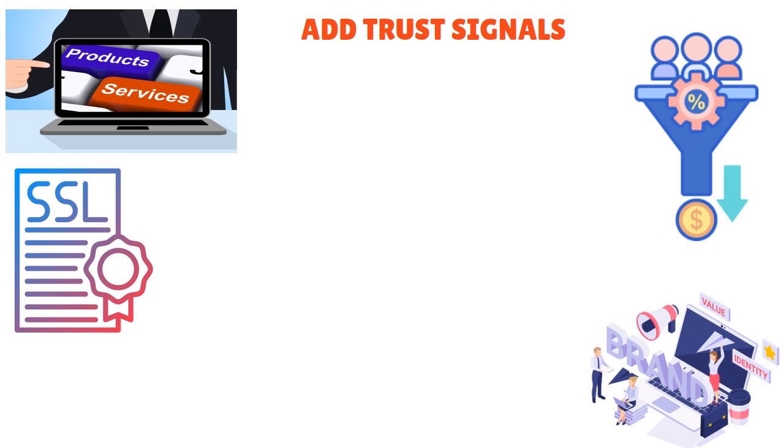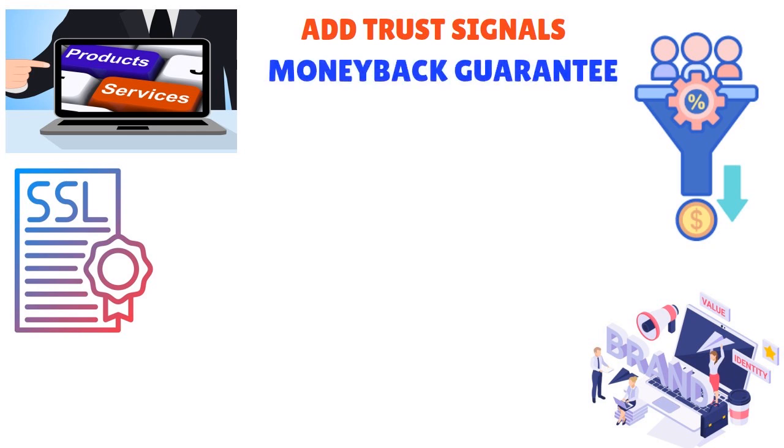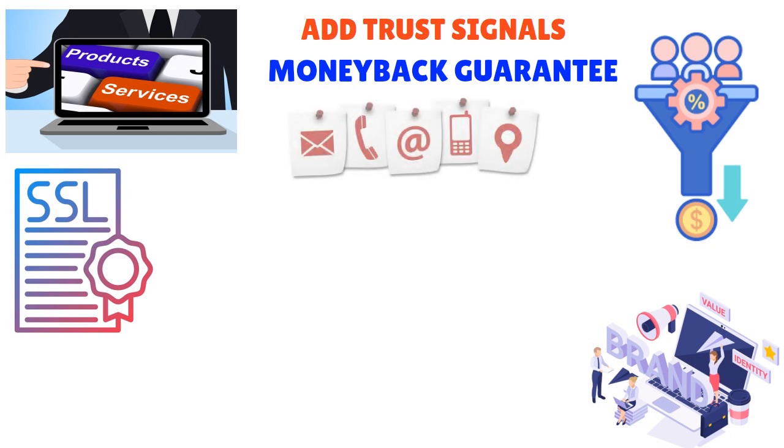You have a privacy policy, so make it easily accessible and clearly explain how you protect customer data. You also have a money back guarantee. So offer and prominently display a satisfaction guarantee. You also have contact information, so customers will feel more comfortable buying from you if they know how to reach your business. And you also have links to social media profiles. So this is another way to show customers that you are reachable.